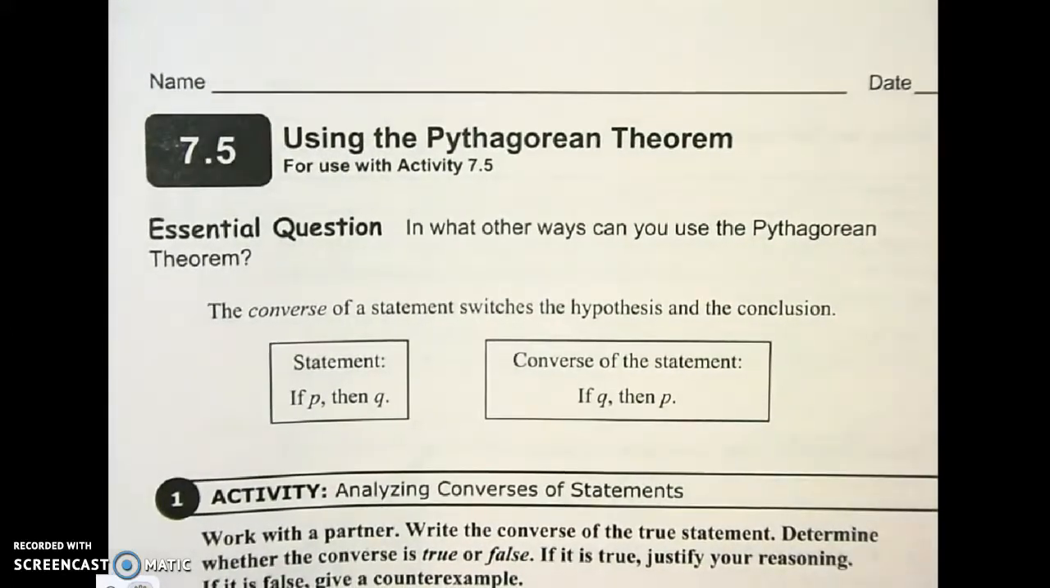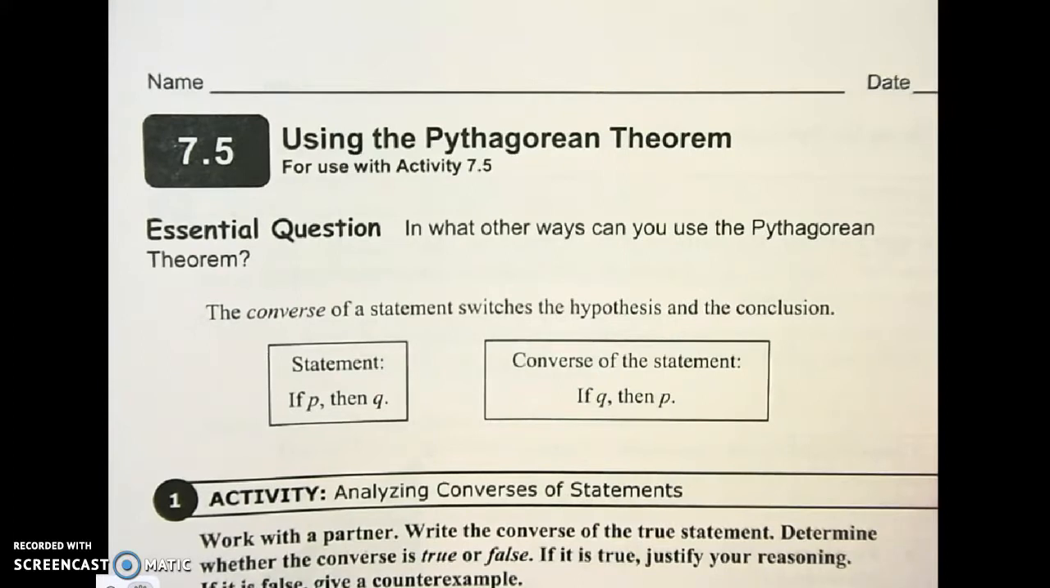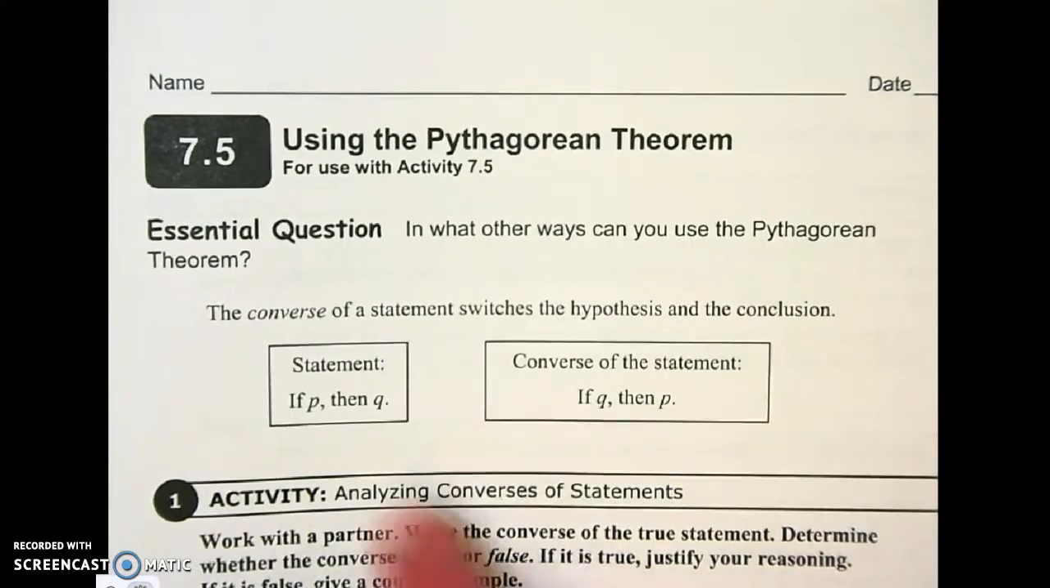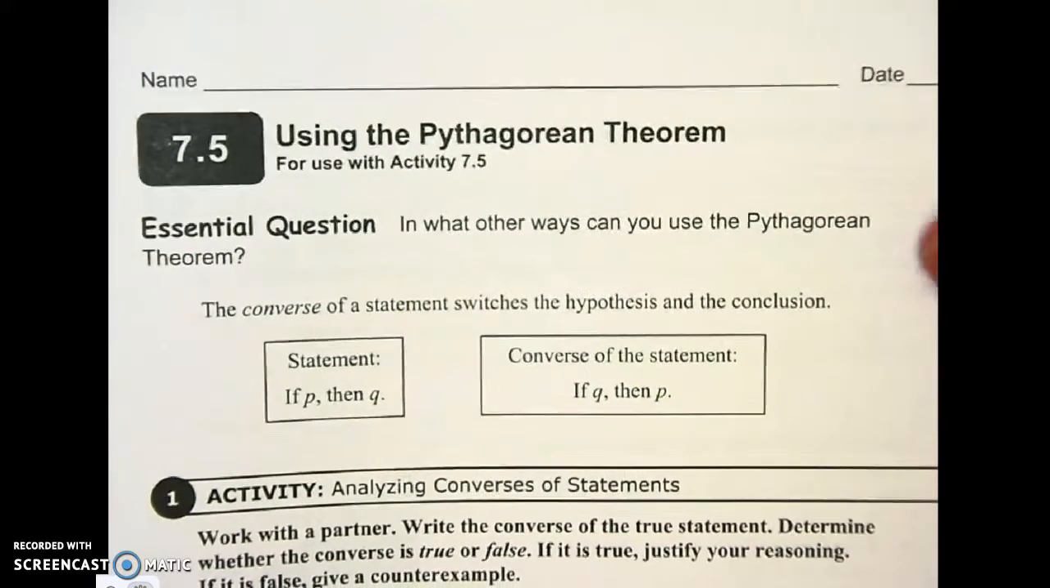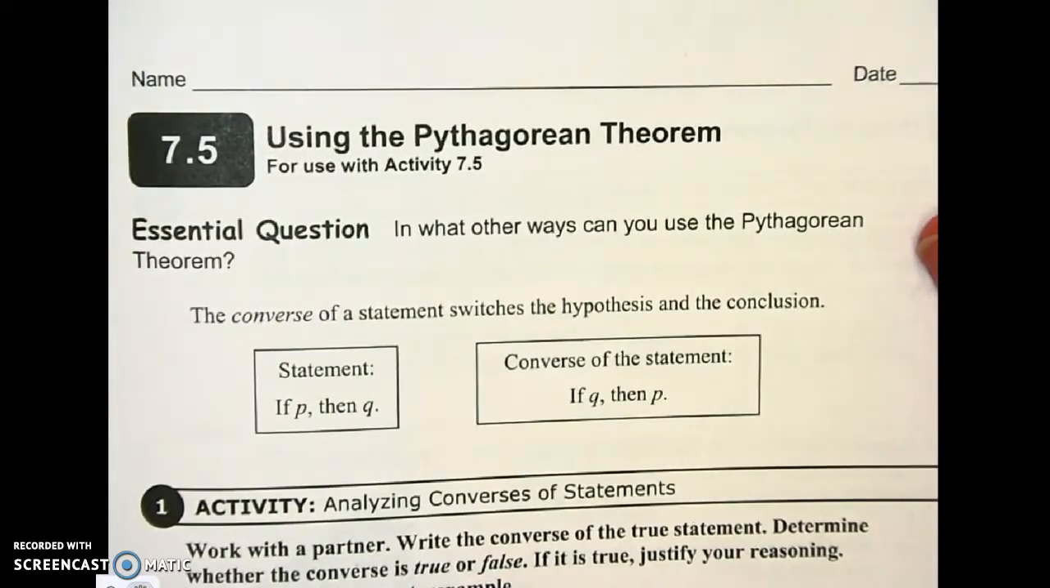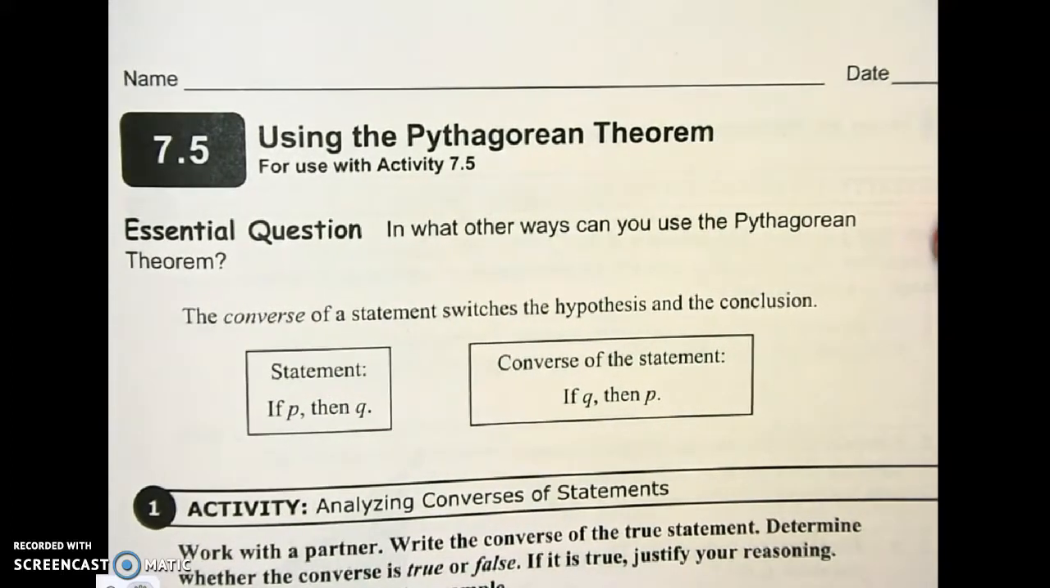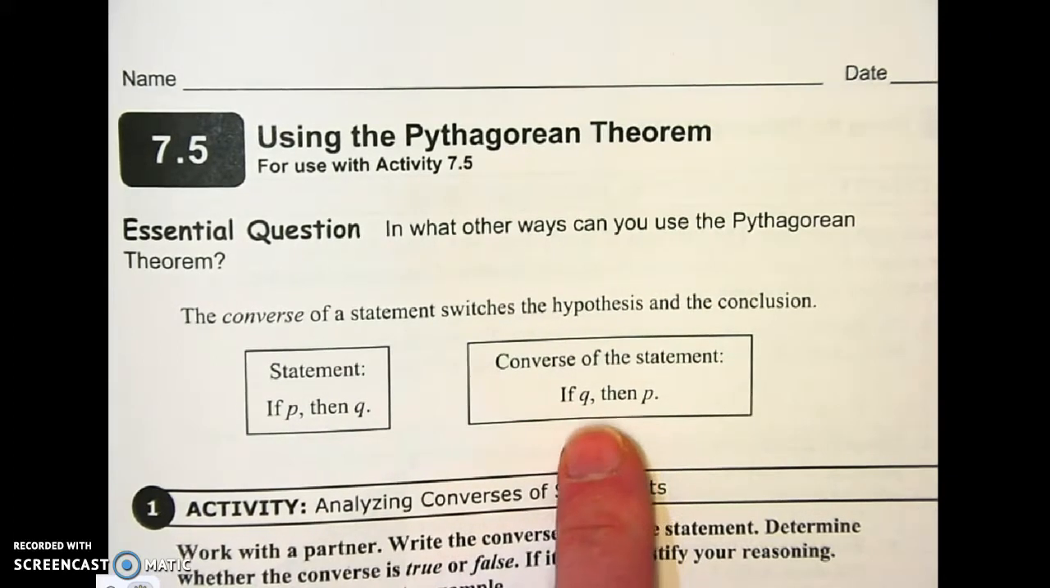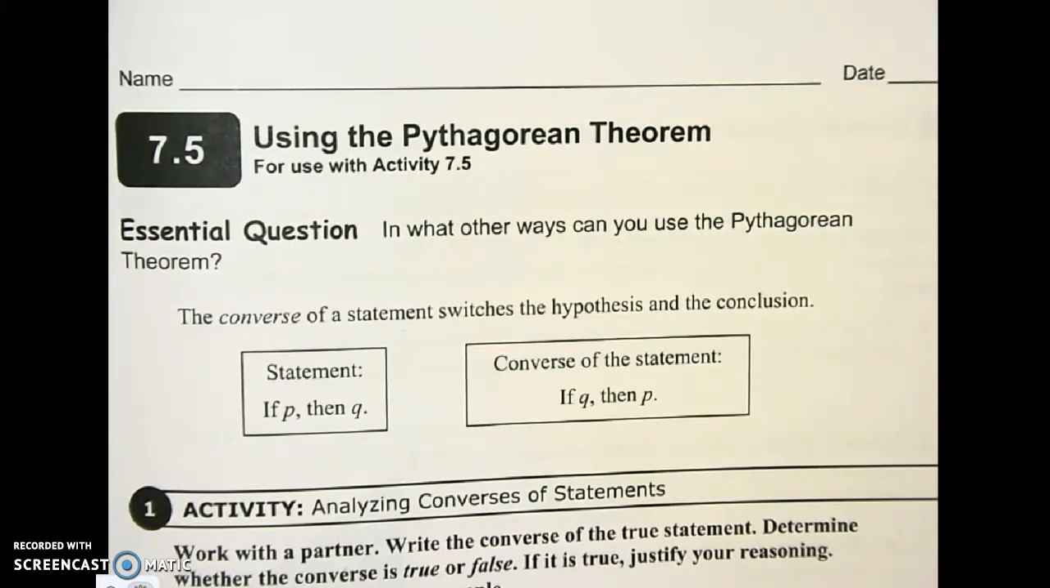So today you're going to be learning what the converse is. If you have a statement, like a hypothesis, kind of like you do in science, an if-then statement, then the converse is it backwards.